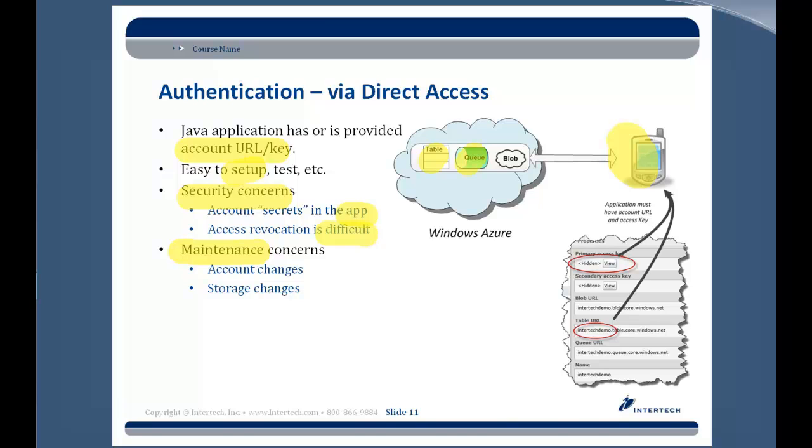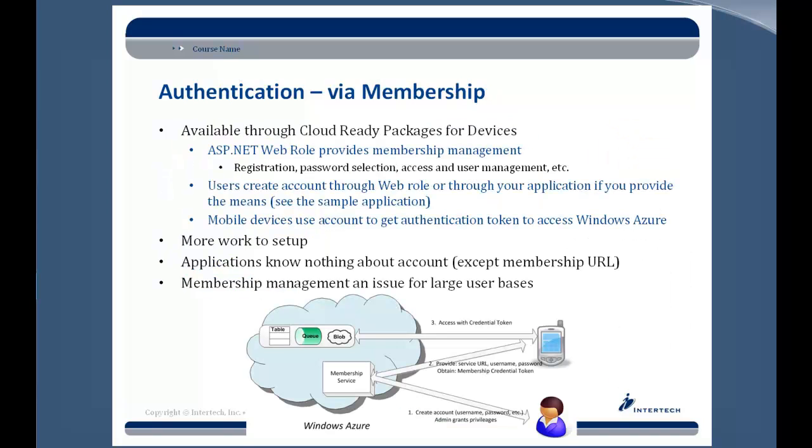The Microsoft preferred approaches is, again, to use a proxy service. The first one is authentication through proxy service via what we call membership. Again, this is provided through something called the Cloud Ready Packages for devices that Microsoft gives us. In fact, we'll talk about how to download this and get it set up. It's actually quite easy. In fact, it might be easier than actually writing the Android application.